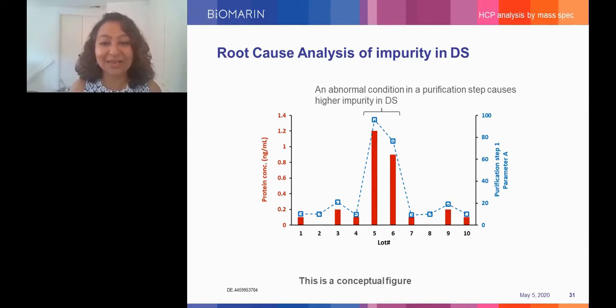And so if we can take all of those parameters and then do the HCP analysis using mass spec, we can actually find exactly the identity of the proteins that are showing up high due to a change in the process parameter. We can use this to correct the process. We can use this to understand exactly which process step is an issue by looking at the identity of the protein, having mapped the processes with these HCPs.